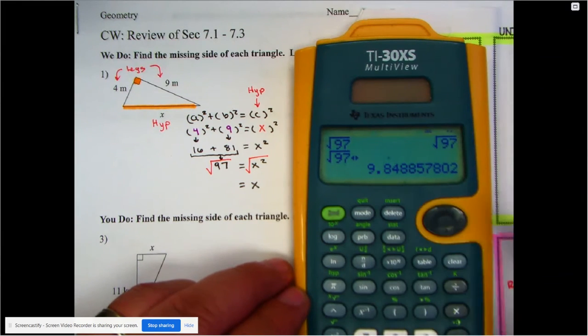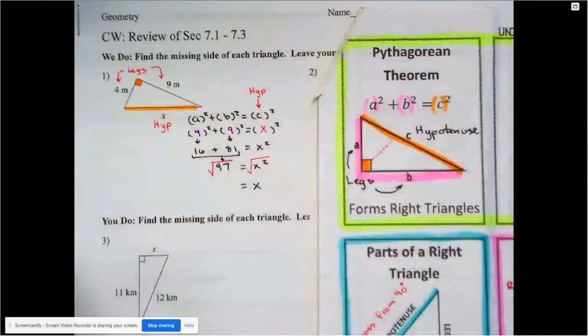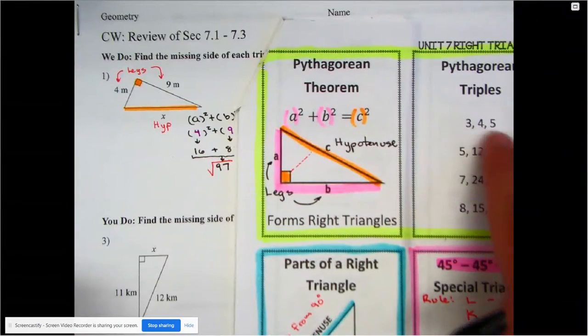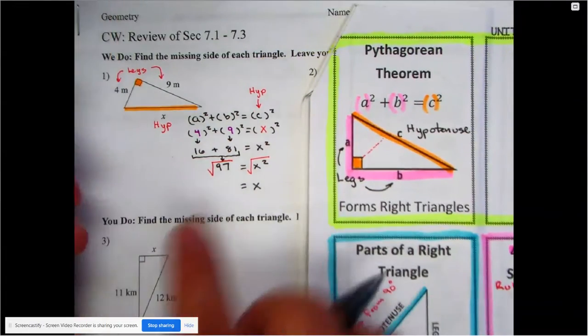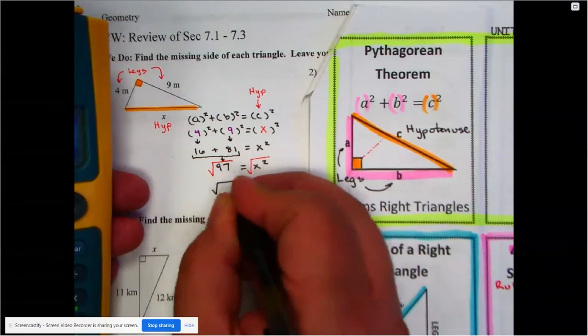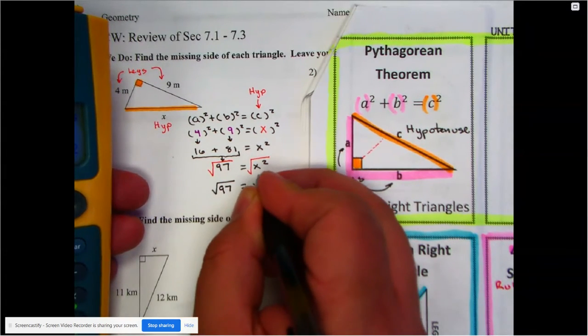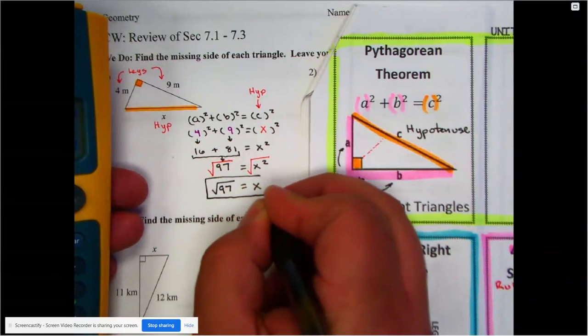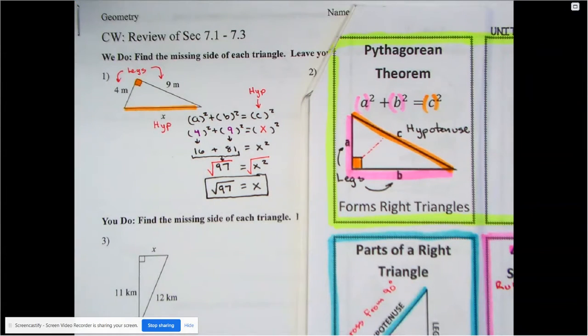If you get a decimal, this is definitely not what we called a Pythagorean triple earlier, because it's not a nice number. And so when we get a decimal like this, we prefer to leave our answer as the square root of 97. As the calculator showed, you can't reduce the square root of 97. But then that's it. That's how the Pythagorean theorem works.